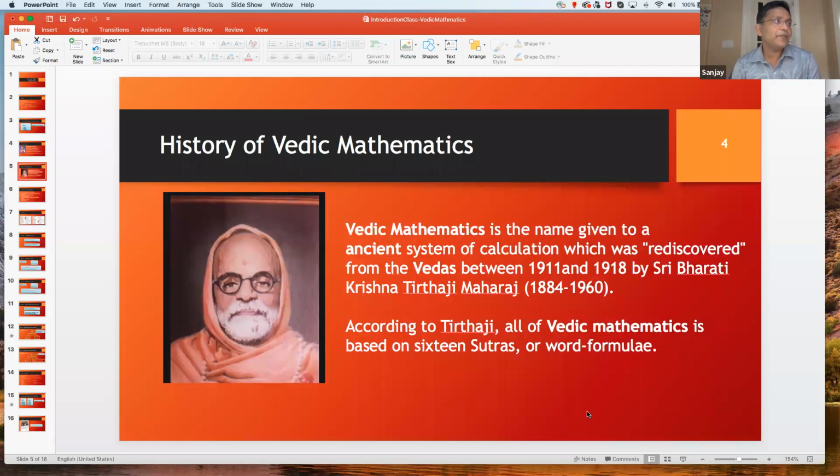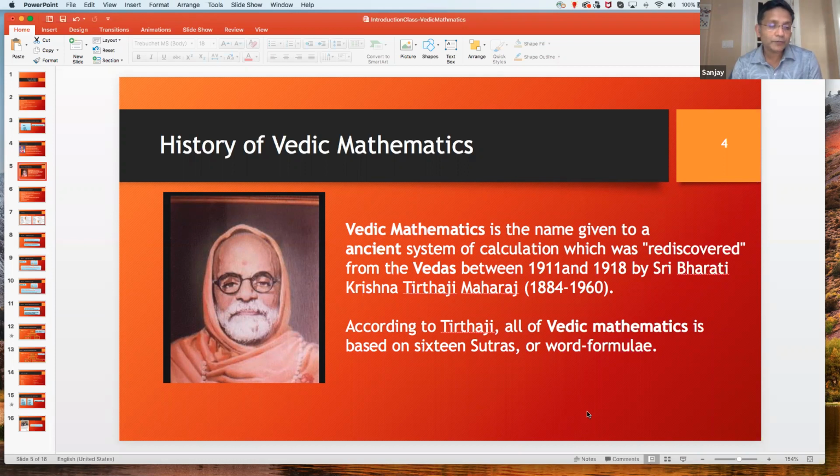He lived in this time frame, and around 1911 and 1918 this became very popular. He was the first; all the sutras and everything were rediscovered. The reason it is rediscovered is because it was already there. Swamiji wrote 4 volumes, or I'm told 16 volumes, one per sutra, on Vedic mathematics, and that's how this became popular after his books were published.